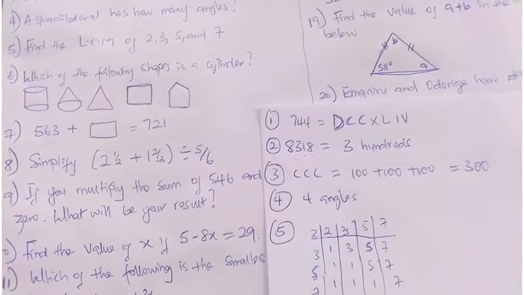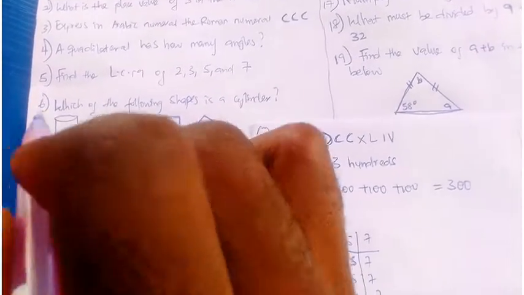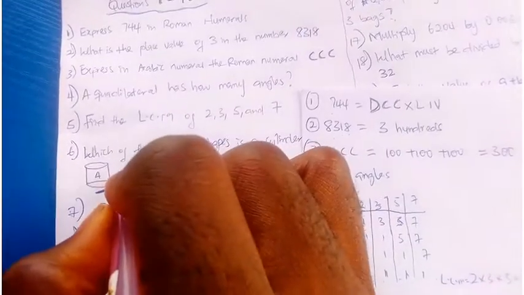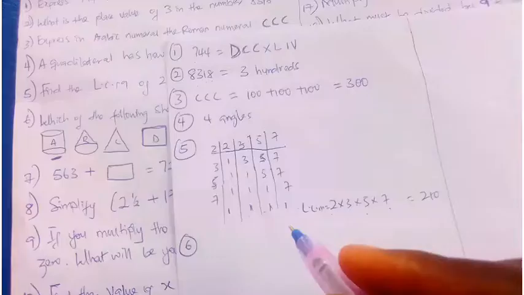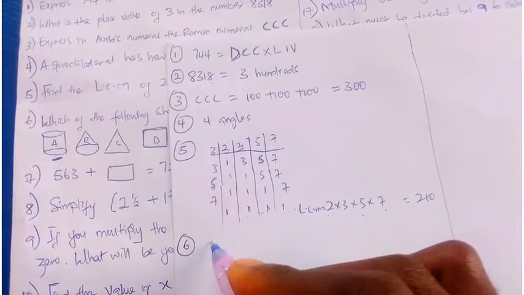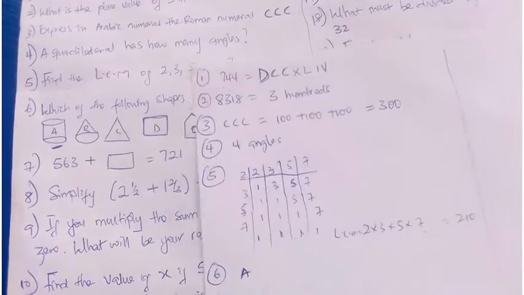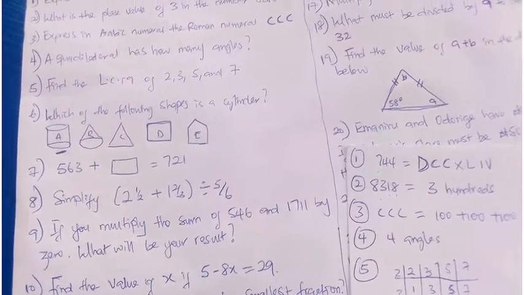Okay, so number 6 question now. Which of the following shapes is a cylinder? Now, looking at this question, we have this as the cylinder. If I was to label it A, B, C, D, E, it means my answer will be A. So A there represents the cylinder.